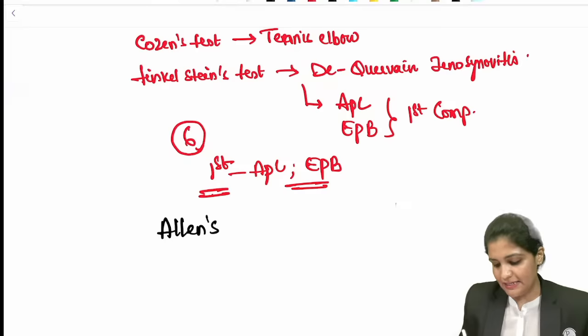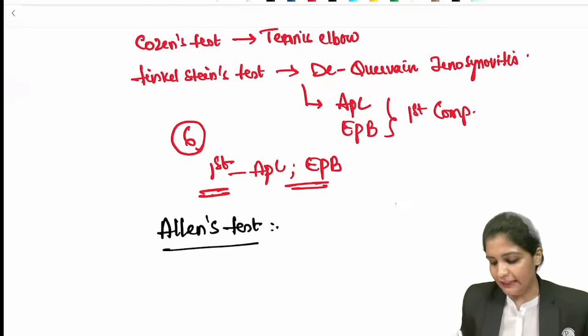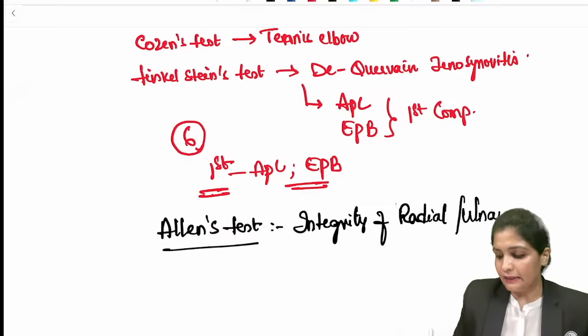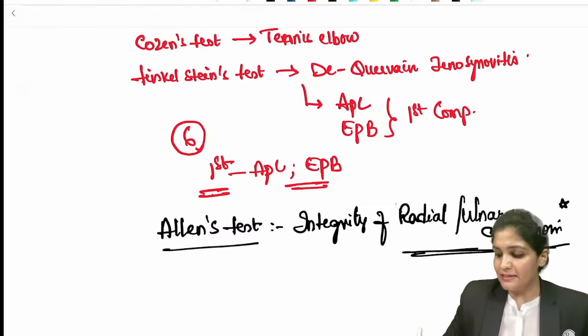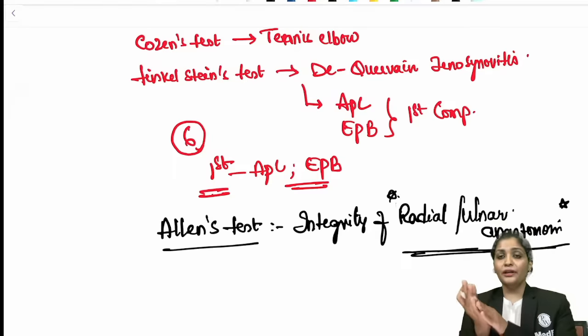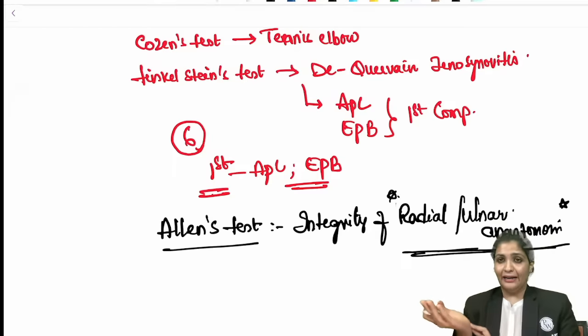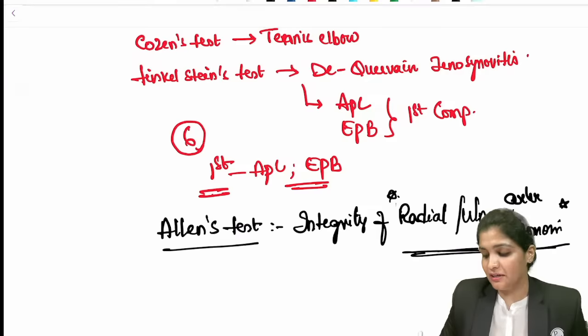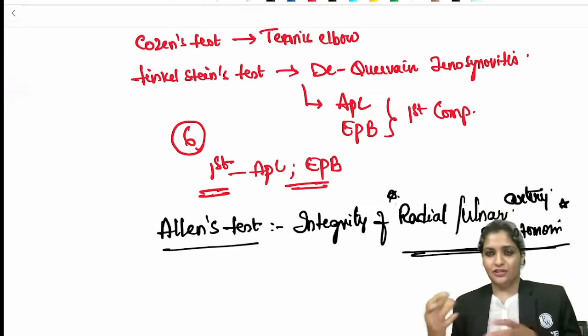And next, so these are the tests, and next it has given us Allen's test. So what is this Allen's test? It is to check the integrity of the radial and ulnar anastomosis. So how is the hand supplied by the radial and ulnar arteries? It is through the anastomosis, right? So the radial and ulnar artery competences are checked by this Allen's test to test the anastomosis, right?